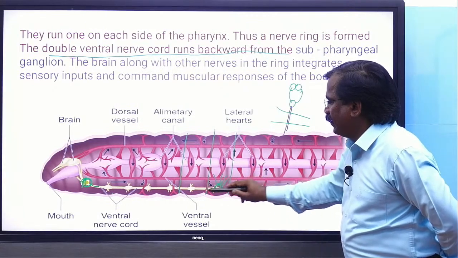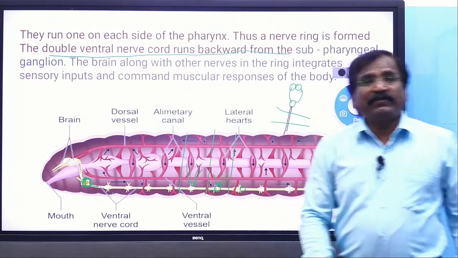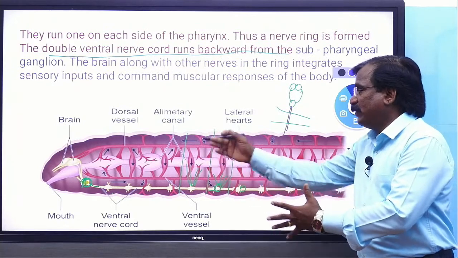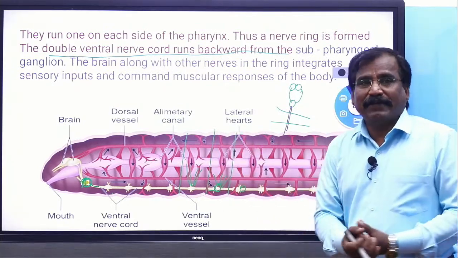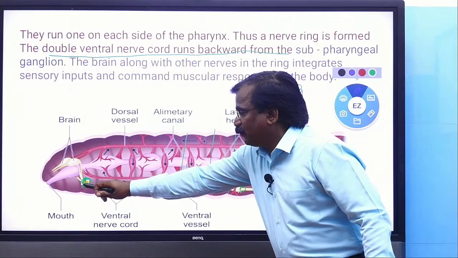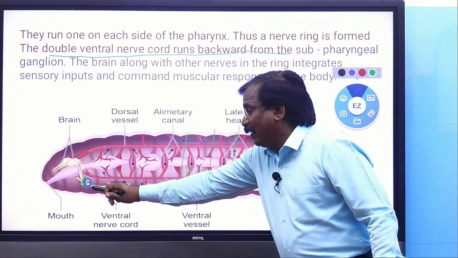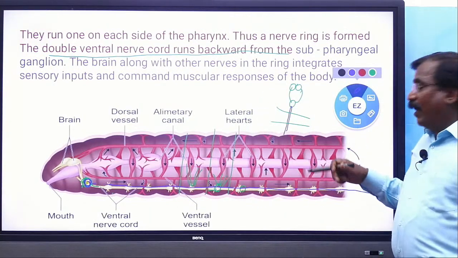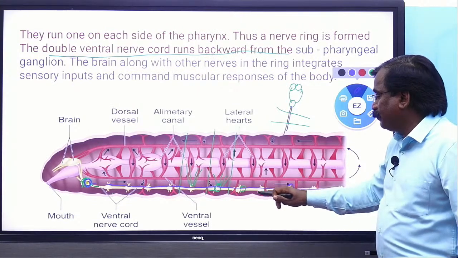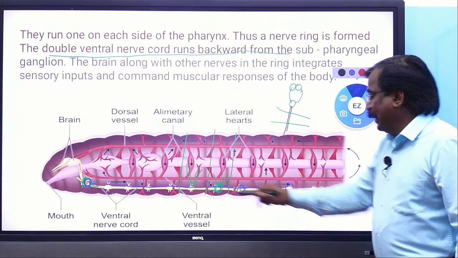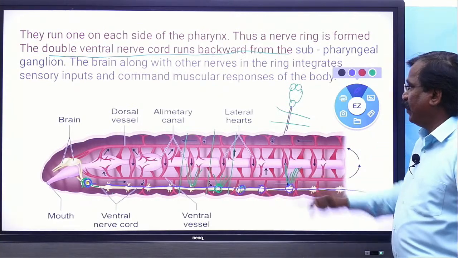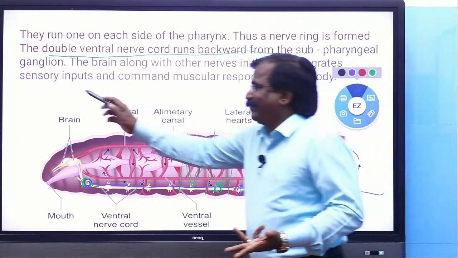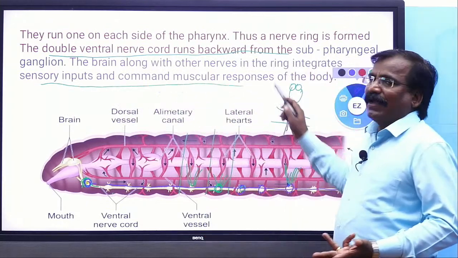From this ganglion, the nerve arises and supplies nerves to the segments. Okay, that nerves control and coordinate the functions of the organs which are located in that segment. The double ventral nerve cord that arises from the subpharyngeal ganglion runs the entire length of the body, and that is a segmentally arranged ganglion. The ganglia supply nerves. And they receive all the sensory inputs and give commands.